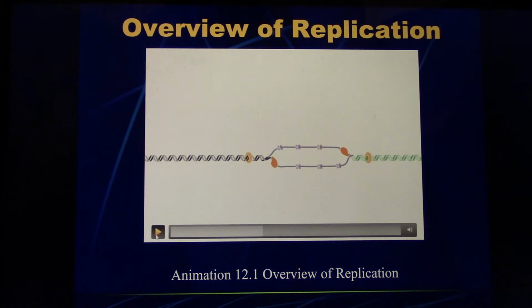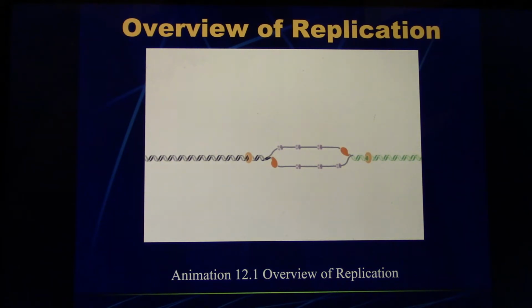That's also topoisomerase. DNA gyrase is what it's called in bacteria. Topoisomerase is what we use in eukaryotes.